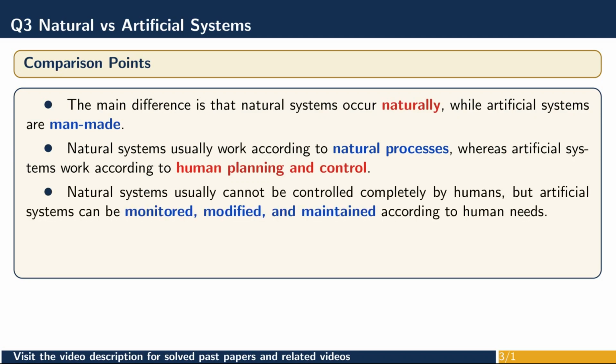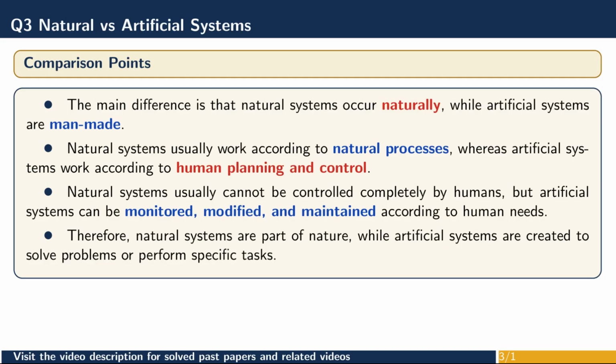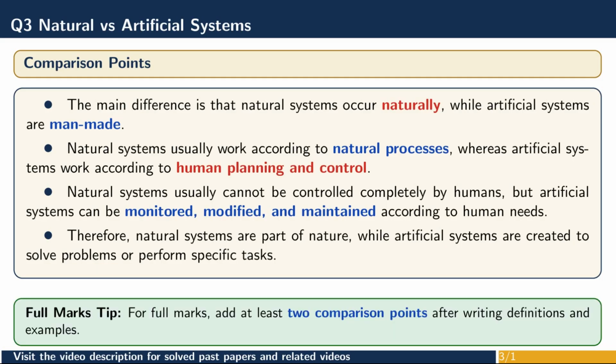Natural system usually cannot be controlled completely by humans, but artificial systems can be monitored, modified, and maintained according to human needs. Therefore, natural systems are part of nature while artificial systems are created to solve problems or perform specific tasks. How to get full marks? You should add at least 2 comparison points after writing definition and examples.